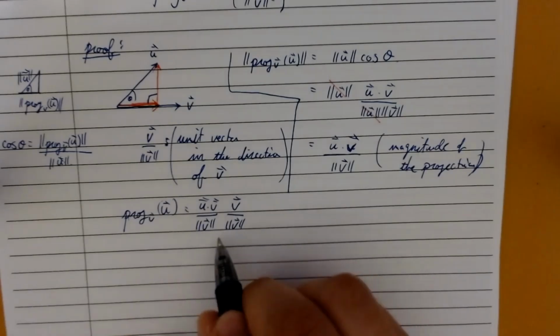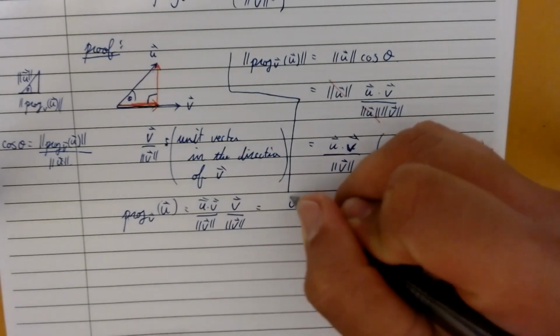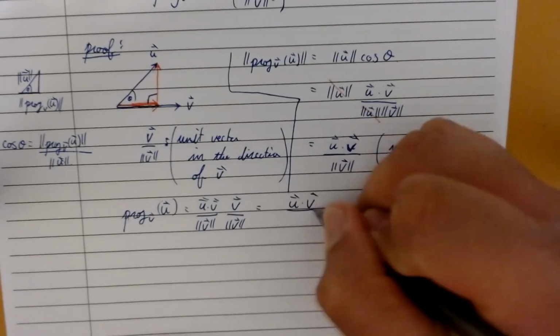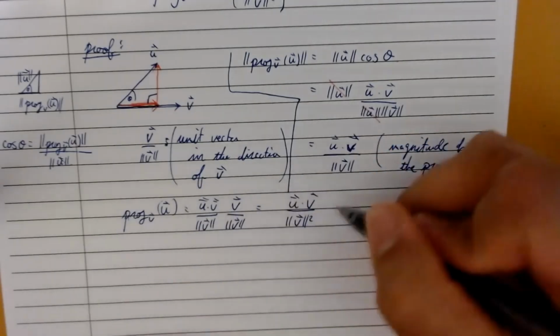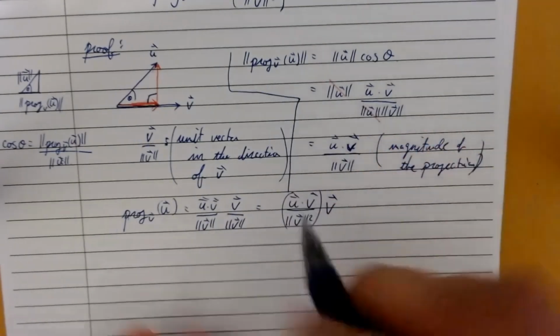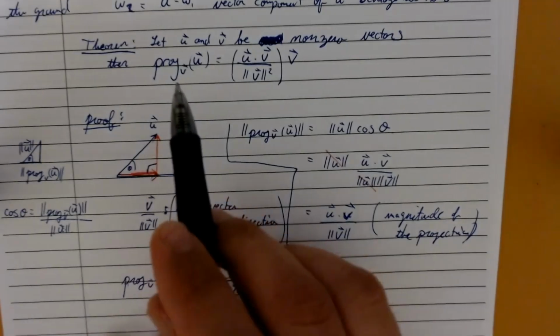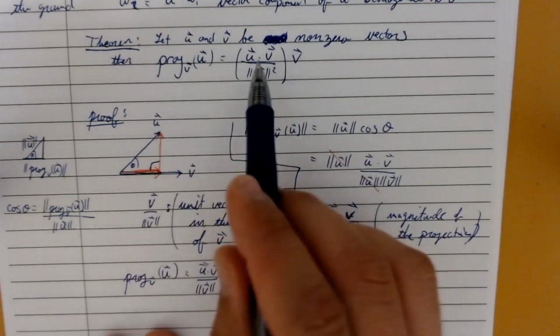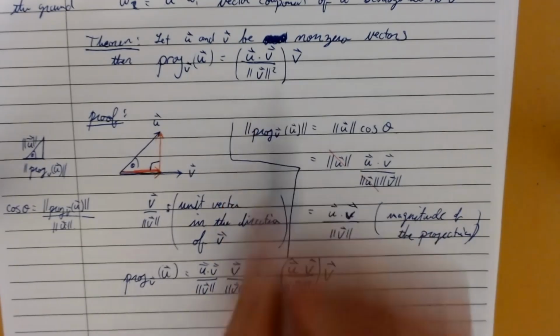Here, these two are the same, so the magnitude of v times the magnitude of v, I can write as the magnitude of v squared. And then that's just the vector v, which is exactly what we were supposed to get. So to compute the projection of u onto v, you take the dot product of u with v, divide by the square of the magnitude of v, and then multiply the whole thing by the vector v.